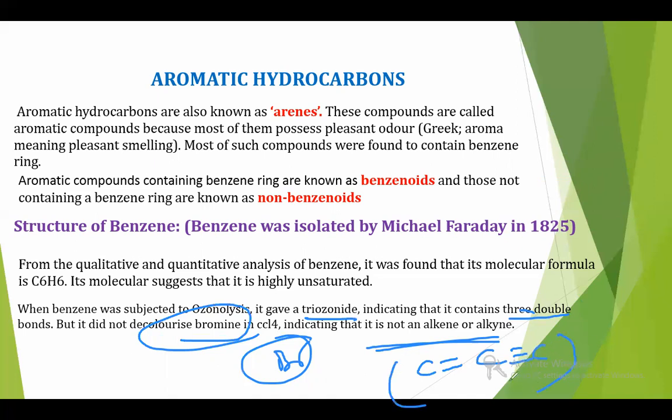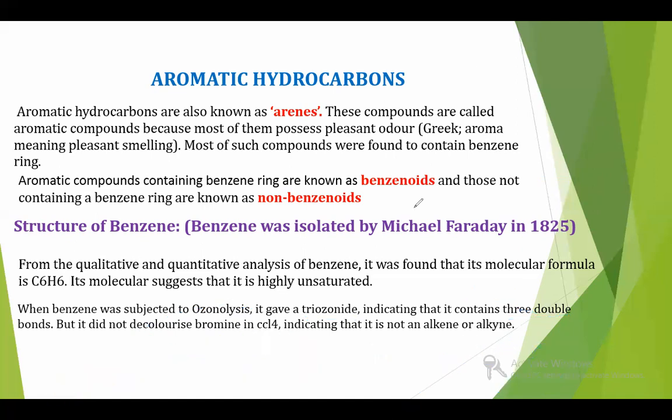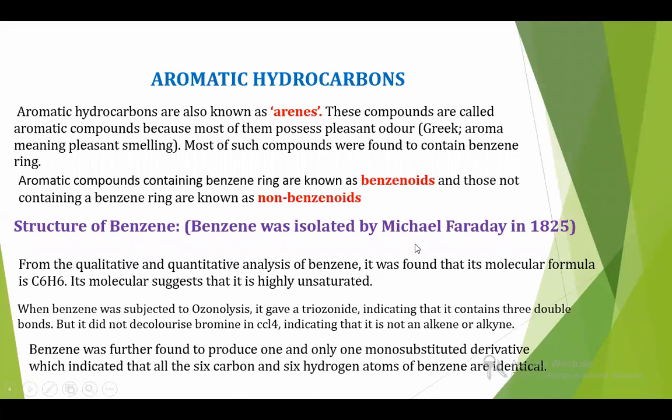The problem is this, because from the ozonide we come to know that it has 3 double bonds, meaning an unsaturated compound with double or triple bonds, but it doesn't decolorize bromine. From that we come to know that it doesn't have double bonds or triple bonds. So the problem arises here: if it doesn't consist of double and triple bonds, how does it exist? Benzene further formed only a monosubstituted derivative, which indicates that all the 6 carbons with the 6 hydrogen atoms are identical.